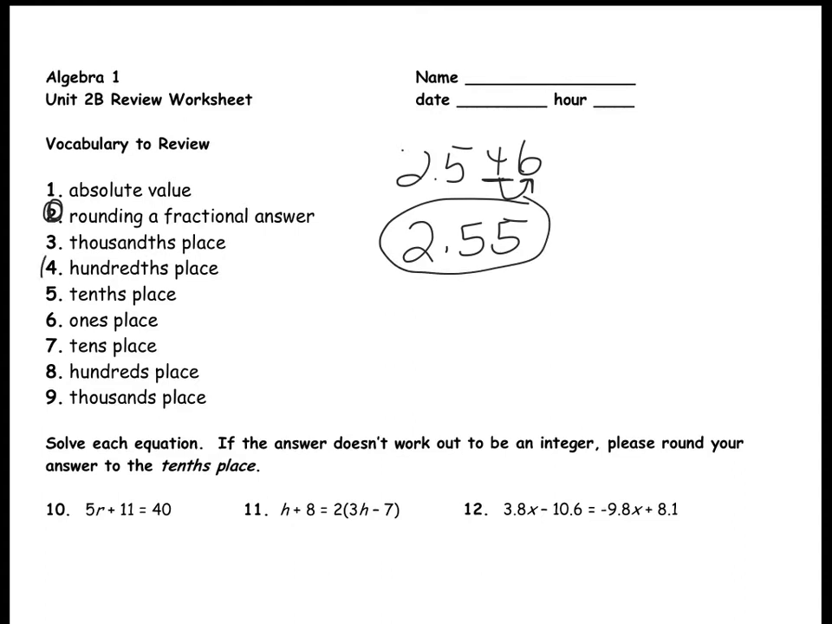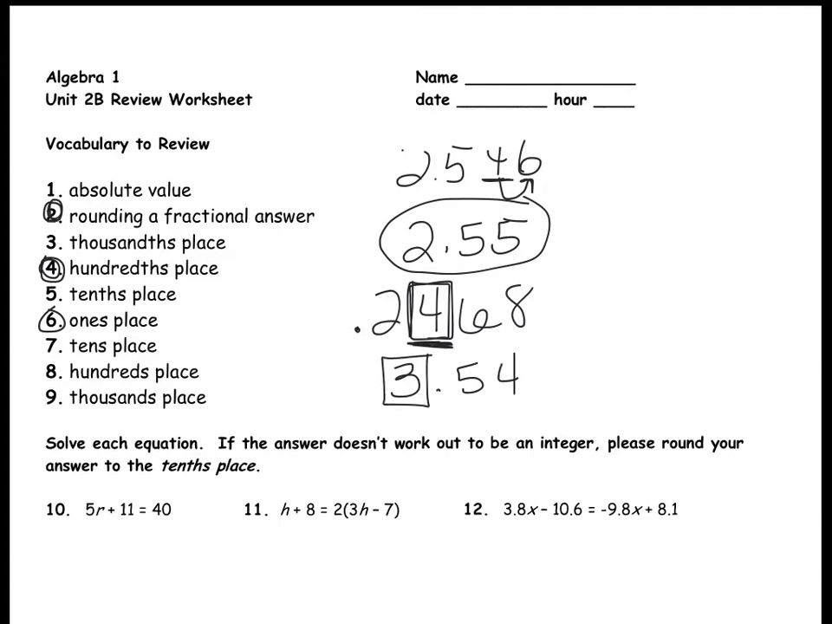For number 4, it is knowing the hundredths place. So 0.2468. Which one is in the hundredths place? Remember, we go tenths, hundredths. So the 4 is in the hundredths place. Number 6 says the ones place. So an example would be 3.54. Which one is the ones place? The ones place is right there.